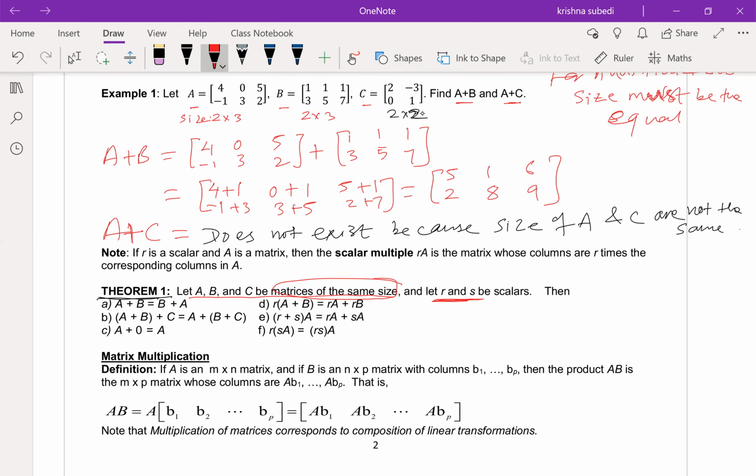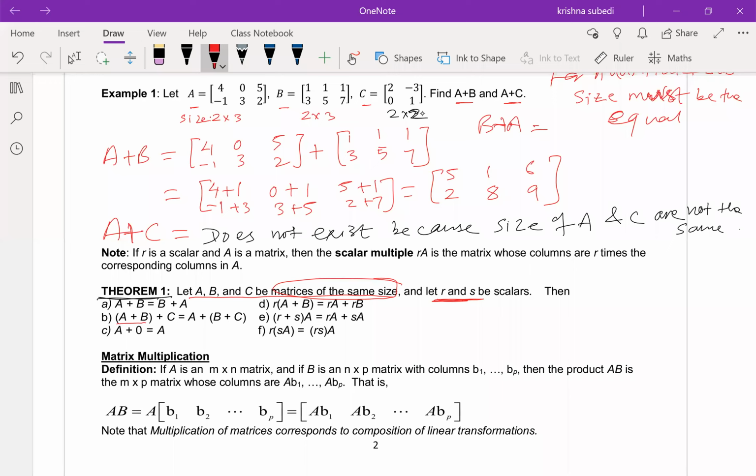Then A plus B is equal to B plus A. We call it the commutative property. Okay, you can switch the position of them and you'll get the same value. If I do A plus B and if I do B plus A, as you can see clearly, it must be the same, right? We're just adding the numbers.